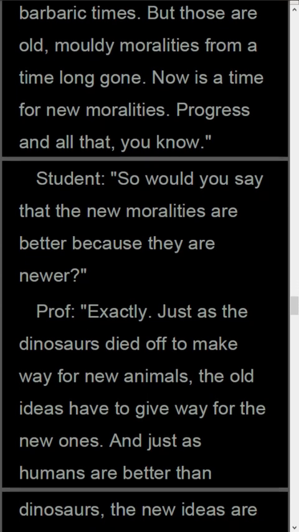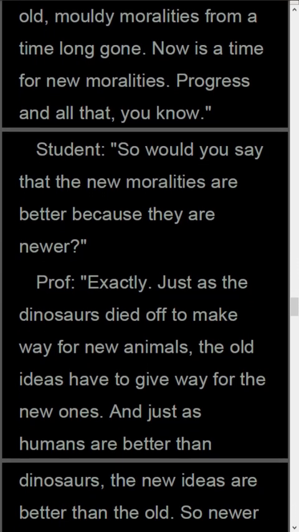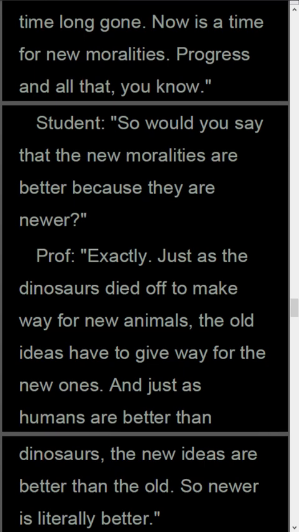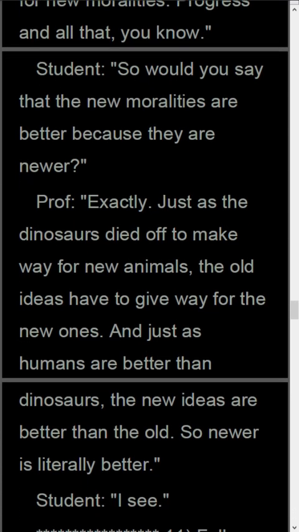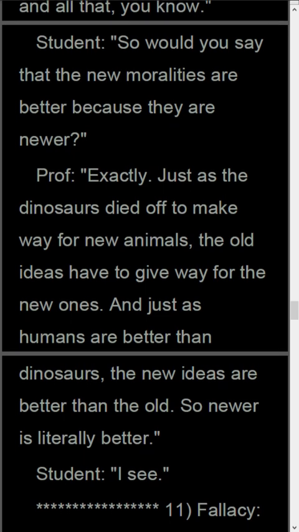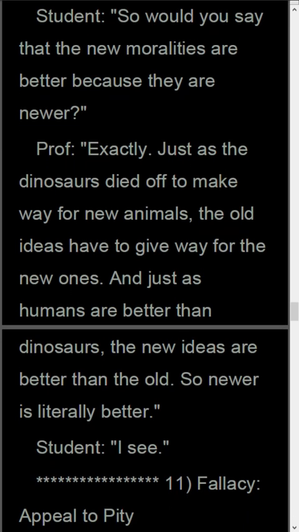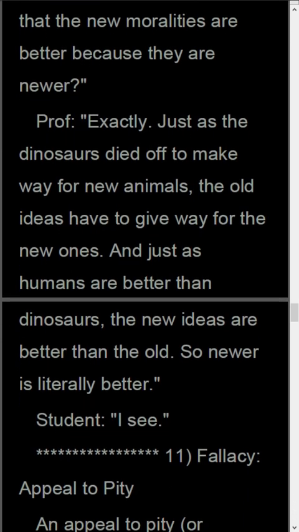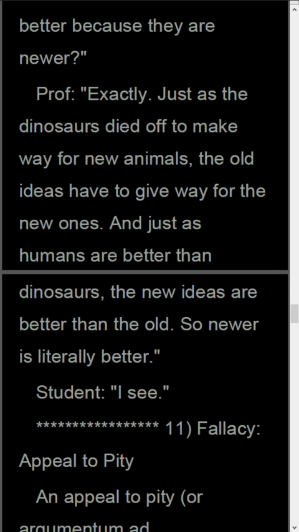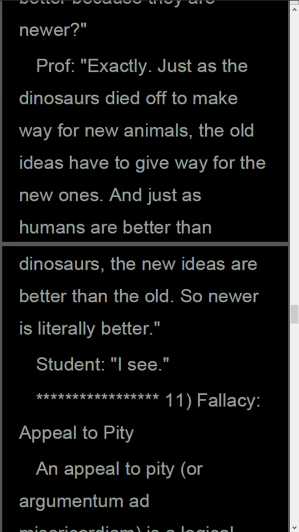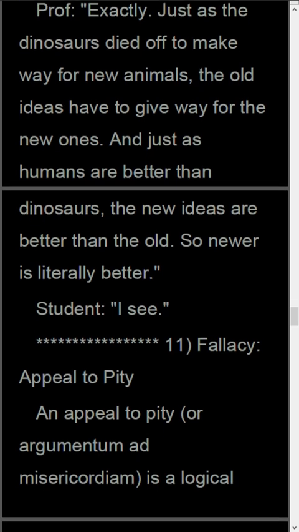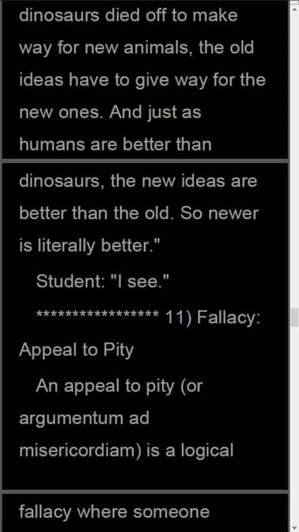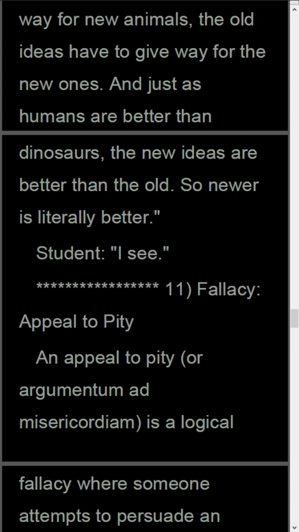Student. So would you say that the new moralities are better because they are newer? Prof. Exactly. Just as the dinosaurs died off to make way for new animals, the old ideas have to give way for the new ones. And just as humans are better than dinosaurs, the new ideas are better than the old. So newer is literally better. Student. I see.